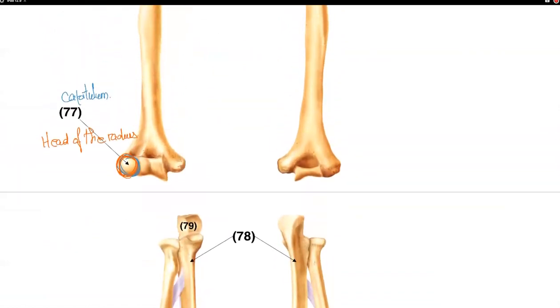Another very important marking that we've had in the distal end of the humerus was the olecranon fossa.